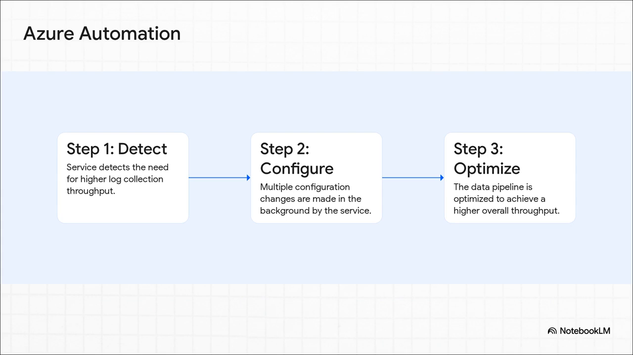So, what's actually happening behind the curtain? Well, first, the service is smart. It automatically detects that your cluster needs more juice. Then, it starts making a whole bunch of configuration changes all in the background. And finally, it completely optimizes the entire data pipeline so it can handle that increased volume without breaking a sweat.